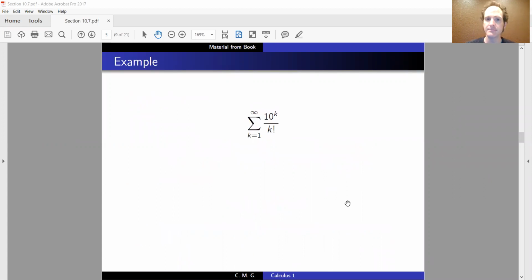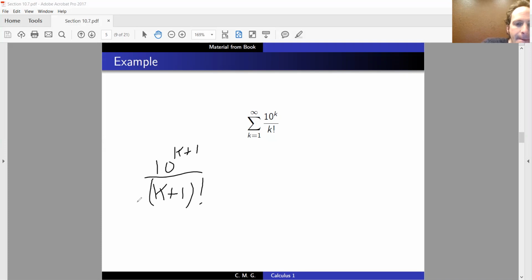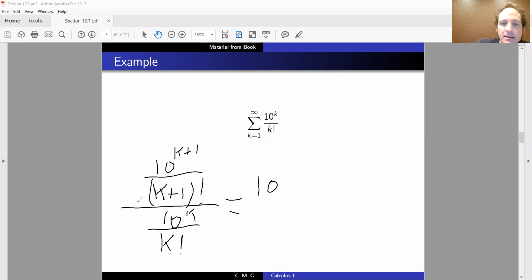Okay, we can do another one. So this is one that's similar to that one we just did, except now I've got 10 to the k plus 1 over k plus 1 factorial. And now I divide that by 10 to the k over k factorial. Again, I multiply by the reciprocal of the denominator. So I get 10 to the k plus 1 over k plus 1 factorial. And I'll play the same game I did before, where I can reduce that k plus 1 factorial, and then I can go from there.